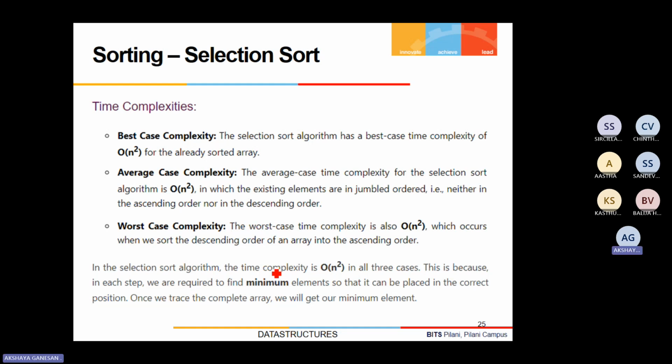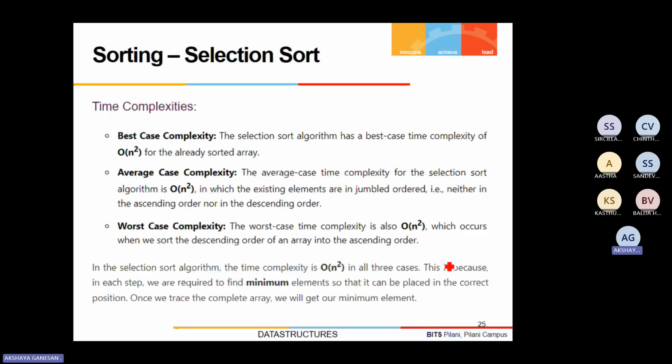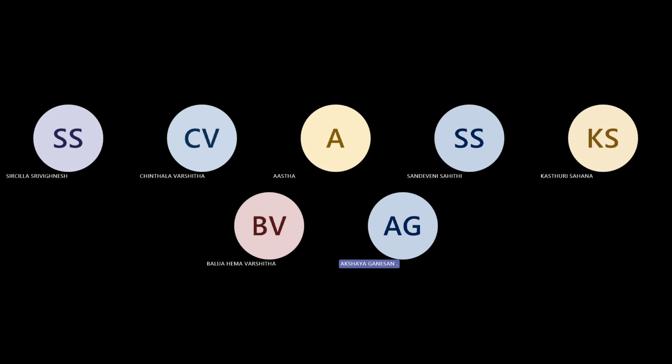So the selection sort has a best case time complexity of order of n squared because it has to run n minus 1 times to find the minimum element in every unsorted part. So the average is also order of n squared. Okay. Now I will go to the visualization. Any questions in selection sort? Is it clear?